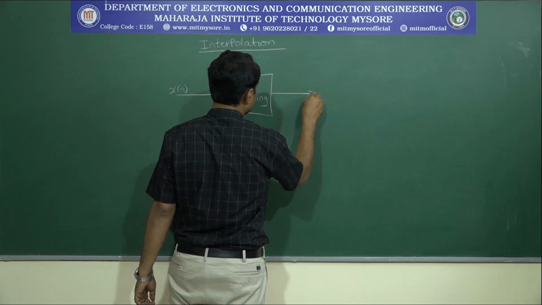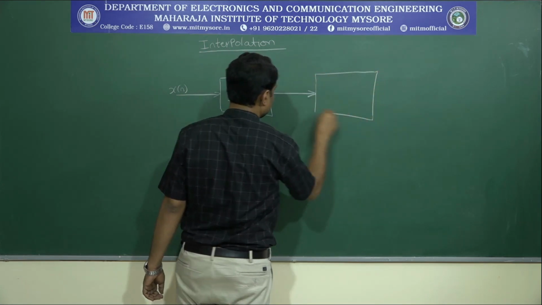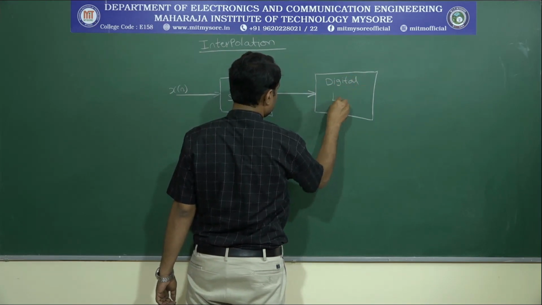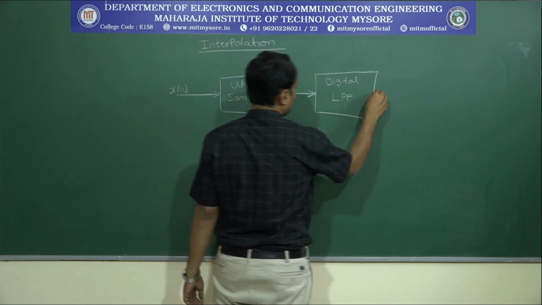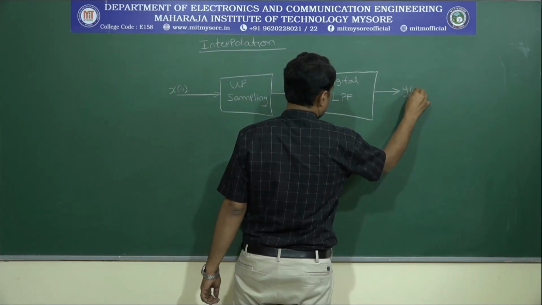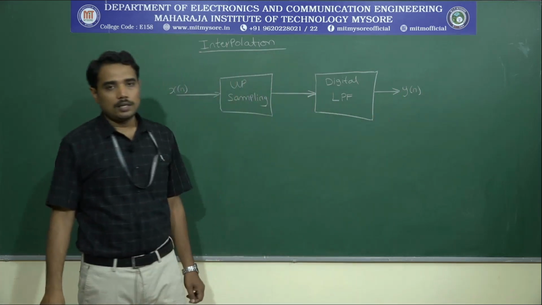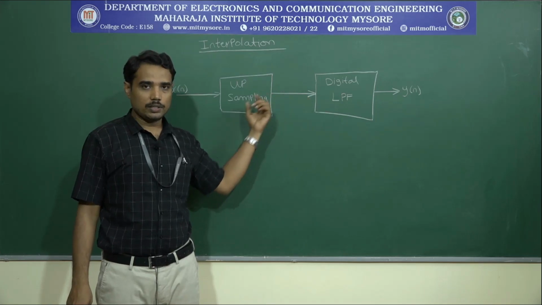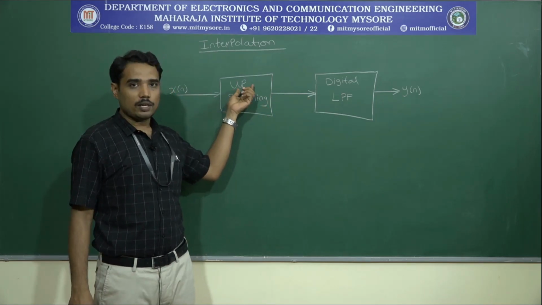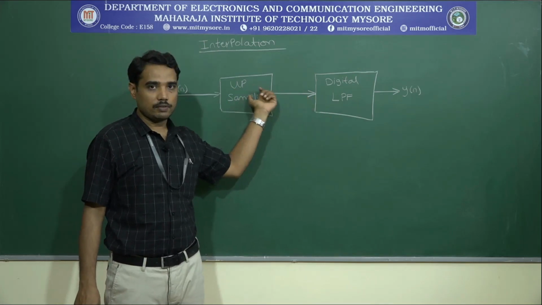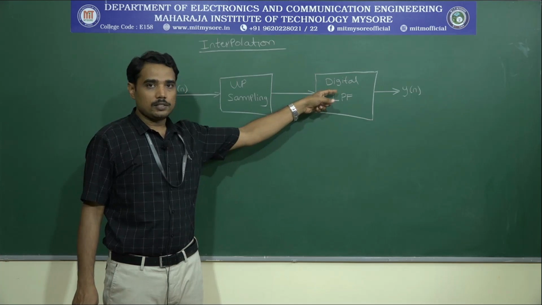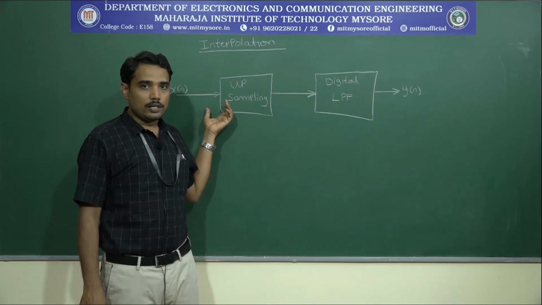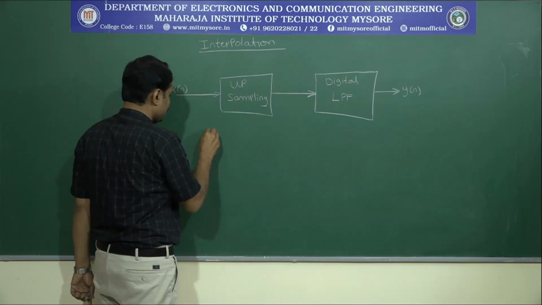Then it is passed through a digital low pass filter to get the output y of n. In case of decimation, prior to downsampling, we are using a digital low pass filter, but in this case, first we are performing upsampling and then we are passing the upsampled sequence to the digital low pass filter. The reason is, in this case, we are going to insert zeros.